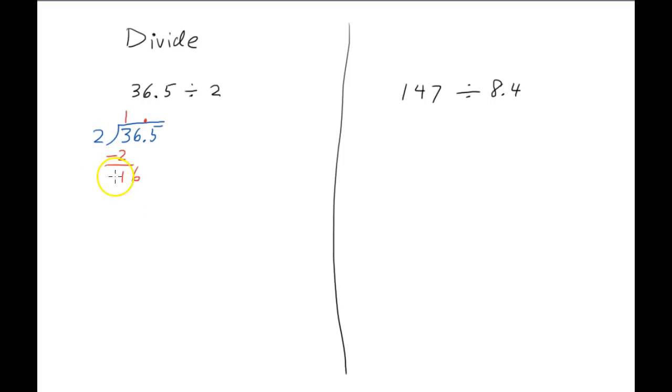Now we say 2 goes into 16 8 times. 8 times 2 is 16. You subtract, you get 0. Now we have to bring down the 5. 2 goes into 5 2 times. 2 times 2 is 4. We subtract, we get a remainder.